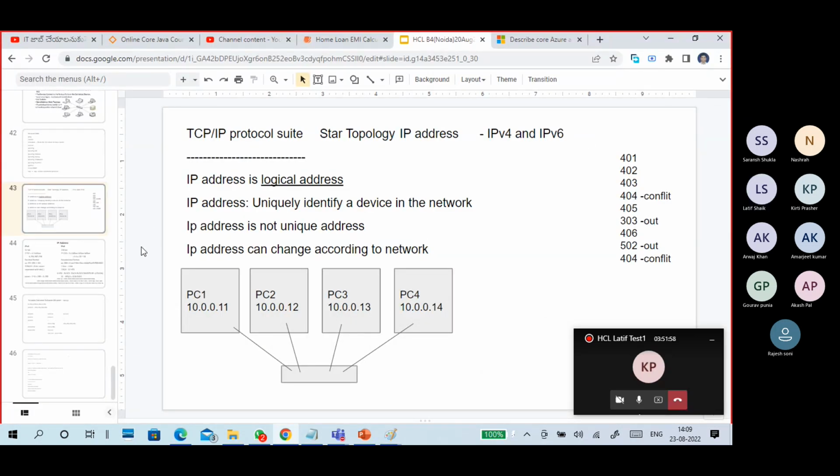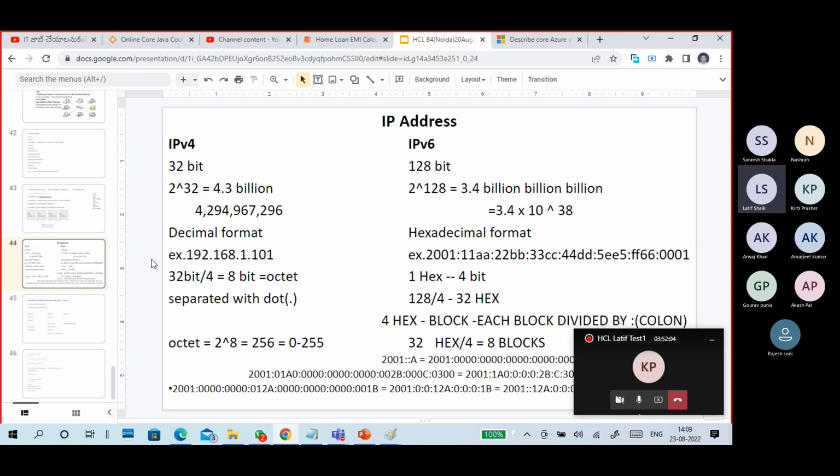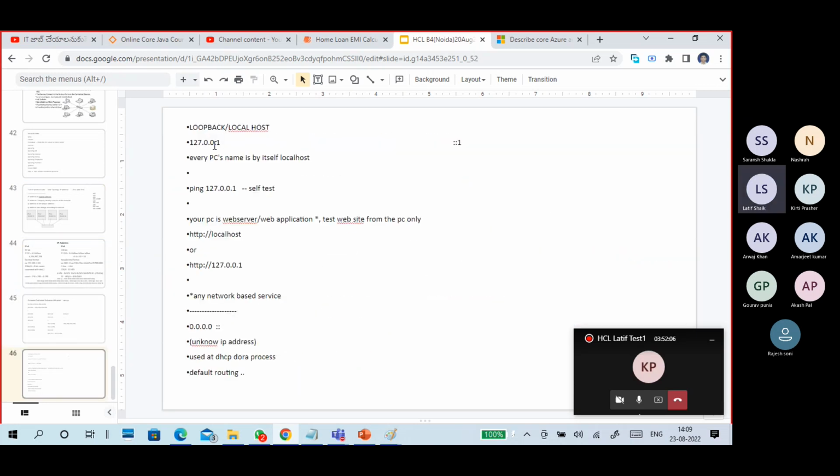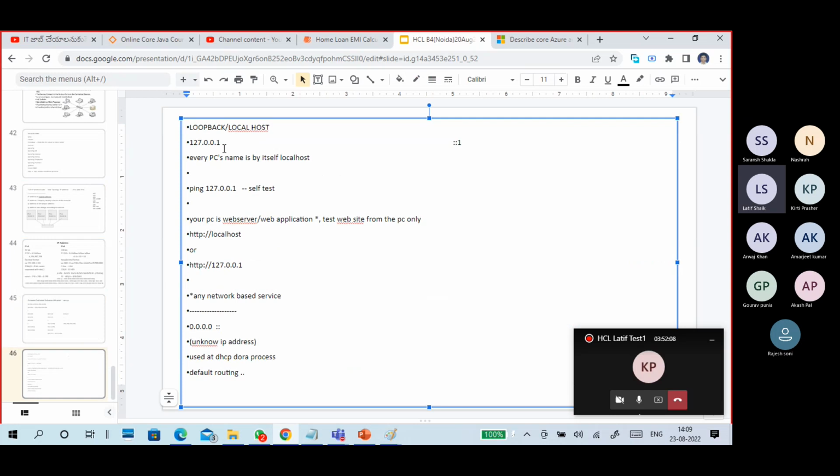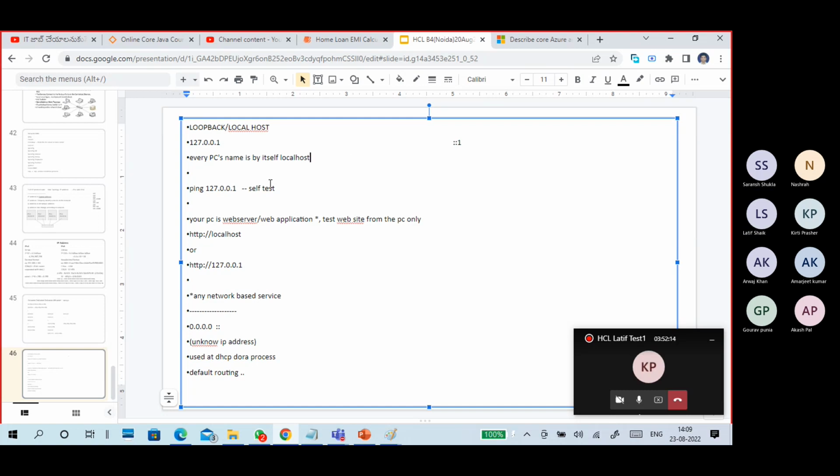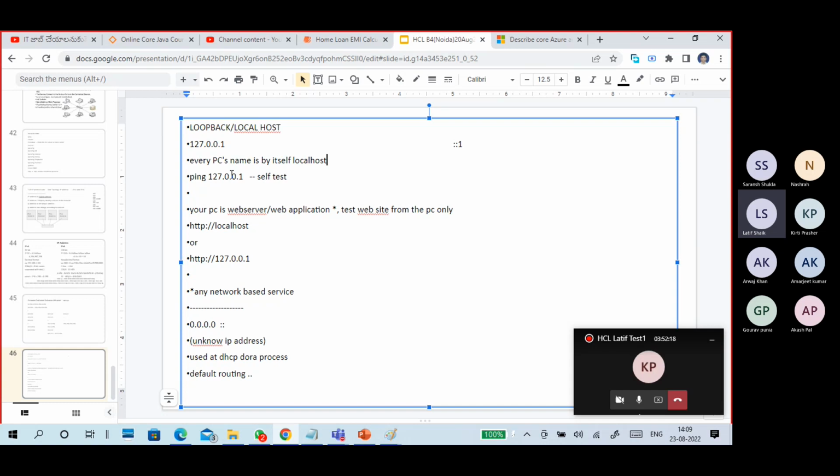What is 127.0.0.1? Each PC has a different IP address, but every PC has its own self IP address, which is called 127.0.0.1. In IPv6, it is ::1.